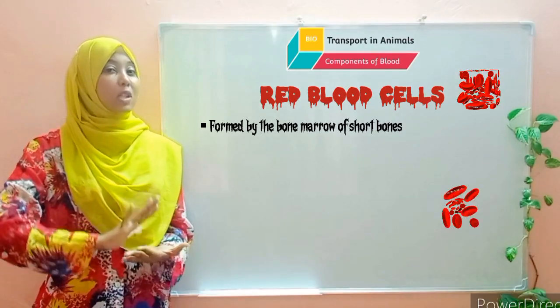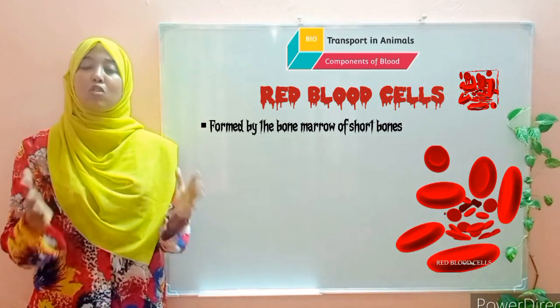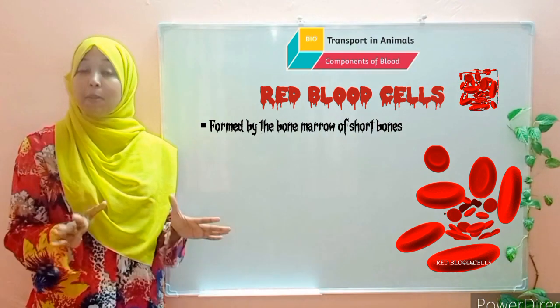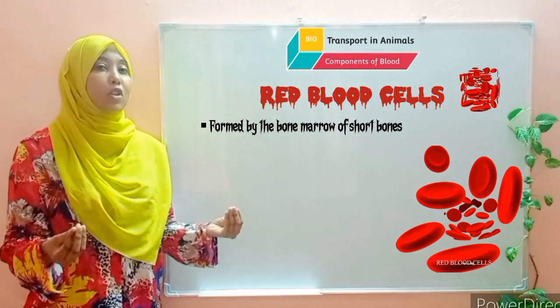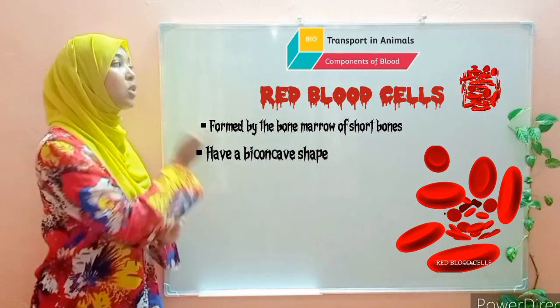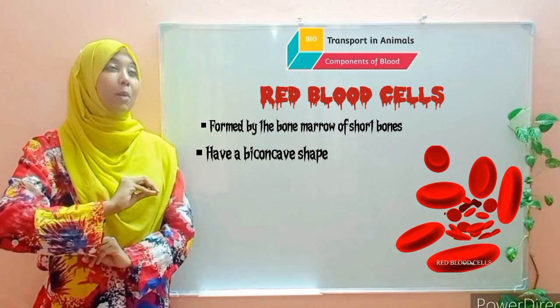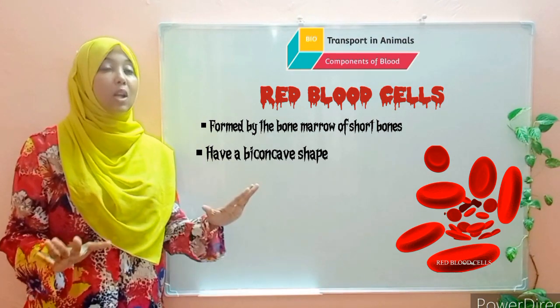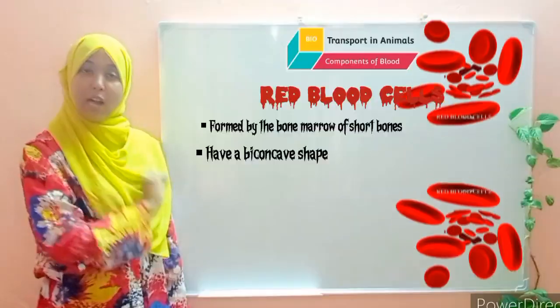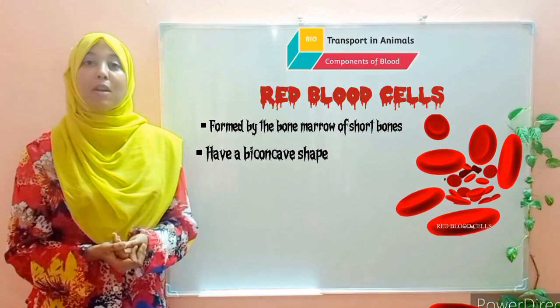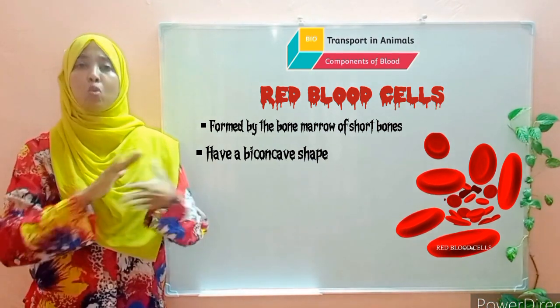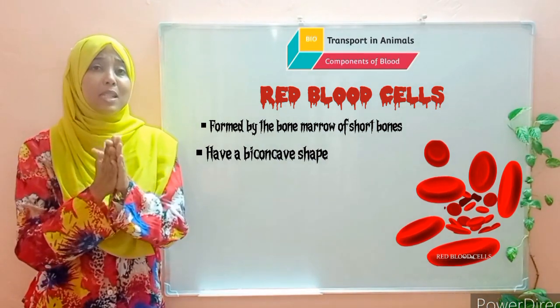Now, moving on to the structure. What is the structure of the red blood cells? Now, the red blood cells have a distinctive shape. And this shape is referred to as the biconcave shape. Now, don't ever talk about the shape of the red blood cells as being spherical or circular, biconcave. Now, apart from the shape, red blood cells are also numerous. You have so many red blood cells in the body.